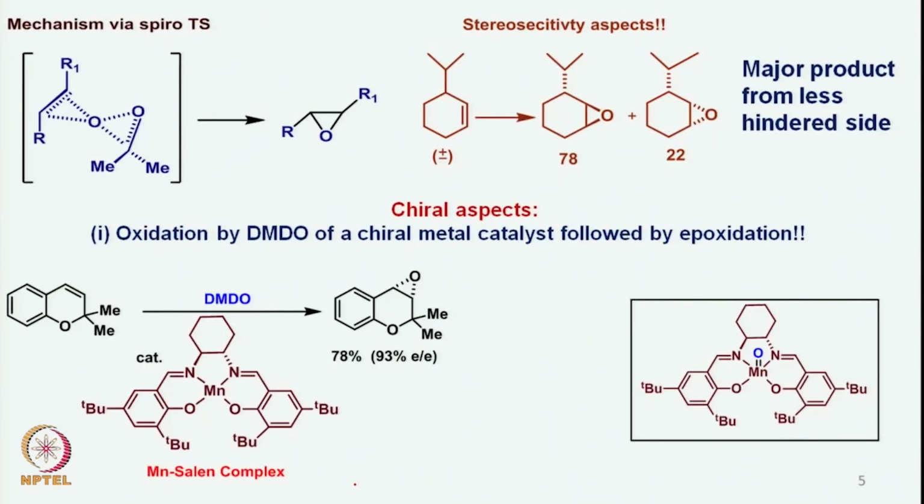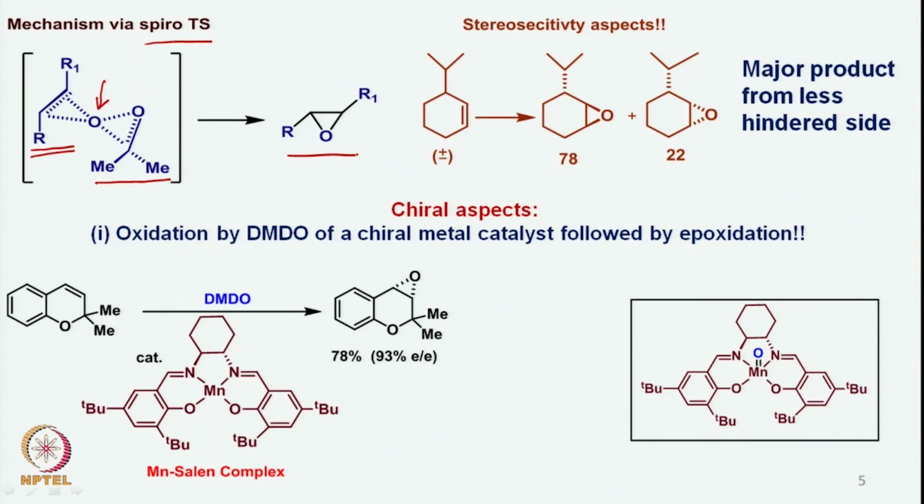Now what is the mechanism? The mechanism is via a spiro transition state. As you can see here, we have the dimethyl dioxirane which is transferring its oxygen to the olefin present here, and the transition state is a kind of spiro transition state, with the spiro center in the middle, involving transfer of the oxygen in a more or less concerted process. So if we start with a trans double bond, we get the corresponding epoxide, retaining the stereochemistry of the double bond.